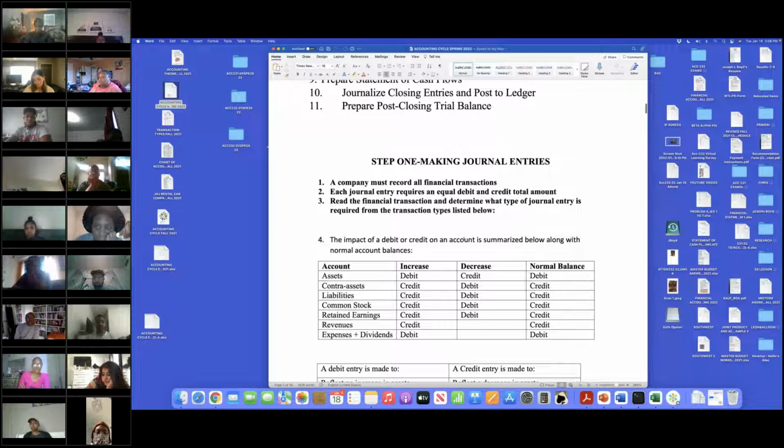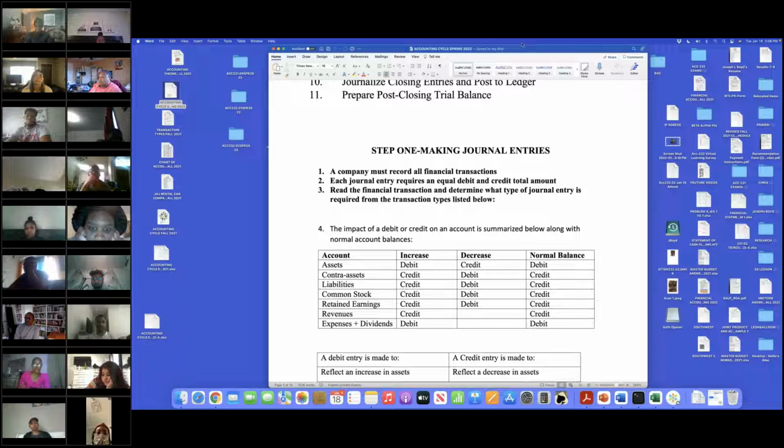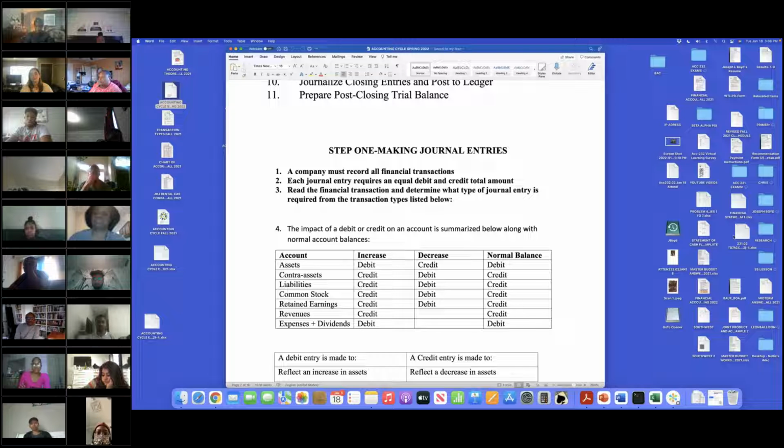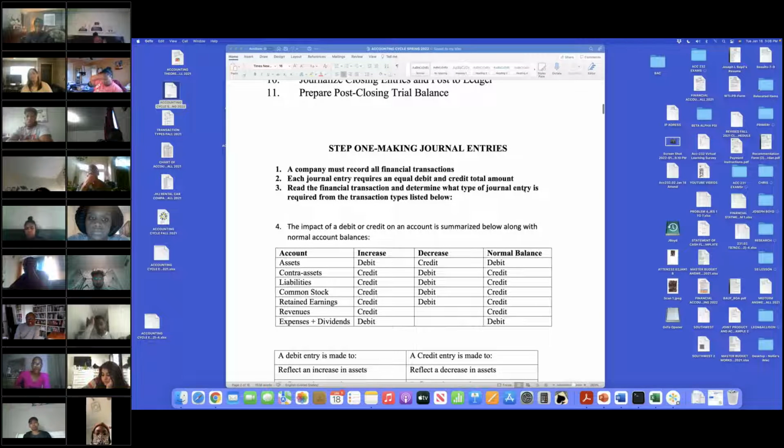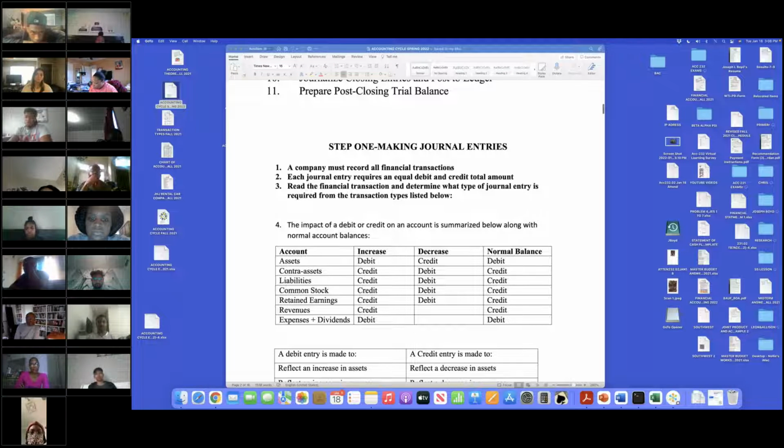So as we make journal entries, there are things to consider. Every financial transaction you've got to record. So you're told what the transaction is, you've got to record it. Every journal entry requires an equal debit and credit. And so we'll be reading the financial transaction, determining what the journal entry is and making it. And we'll get back to this.